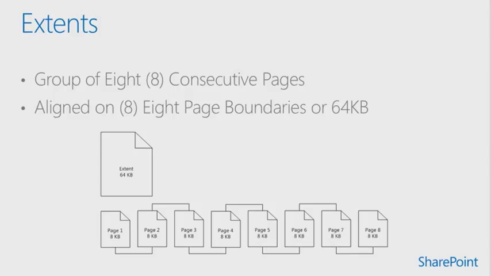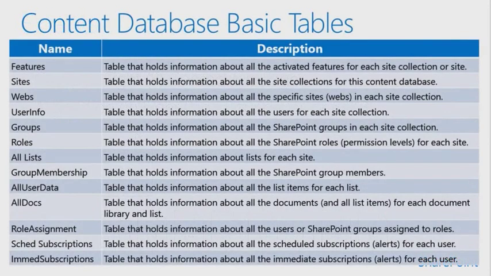Moving from there, we've talked about pages, which are 8K. We've talked about extents, which are 8 consecutive 8K pages, so that's 64K. And now we're going to move into some of the content database basic tables. I'm going to turn it over to Brian, and we'll talk about that for a moment.